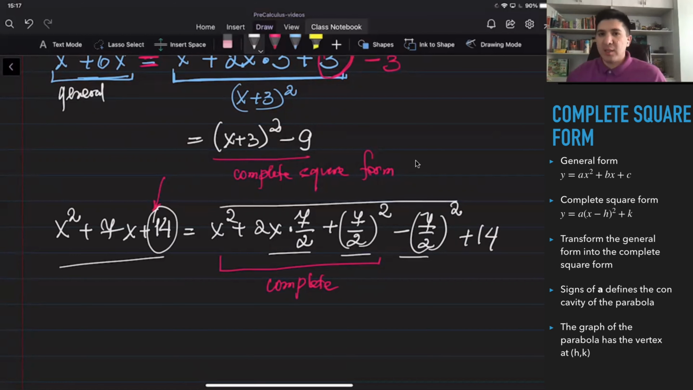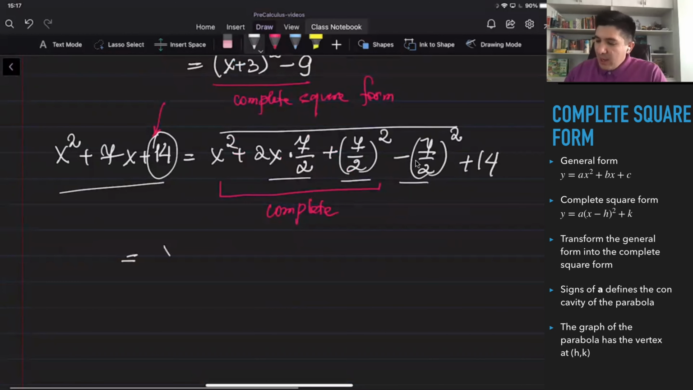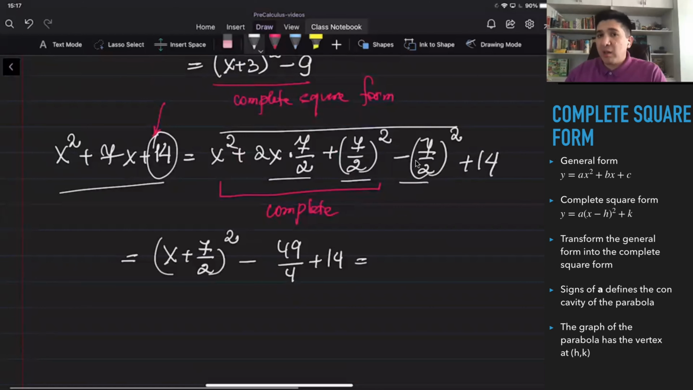The left-hand side is equal to the right-hand side. So I'm just rewriting the terms in a slightly different form in order to have the complete square part, okay? So it is going to be written as x plus 7 over 2 in the square minus 49 over 4 plus 14, right? So let me give the common denominator and calculate things up there. So it's going to be 4 times 14, it's going to be 56 minus 49, it's 7, right? So it's going to be x plus 7 over 2 in the square plus 7 over 4, okay?